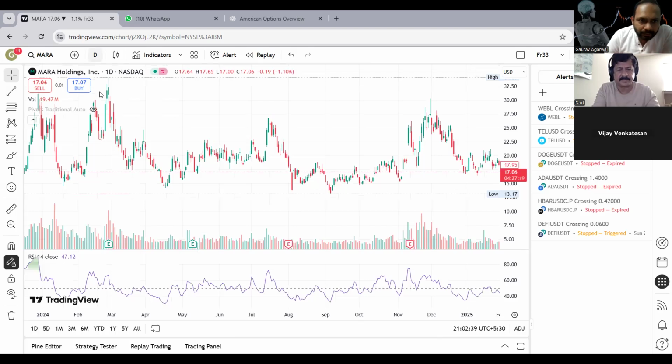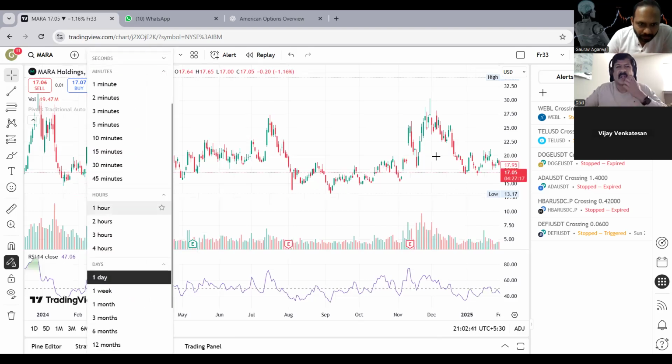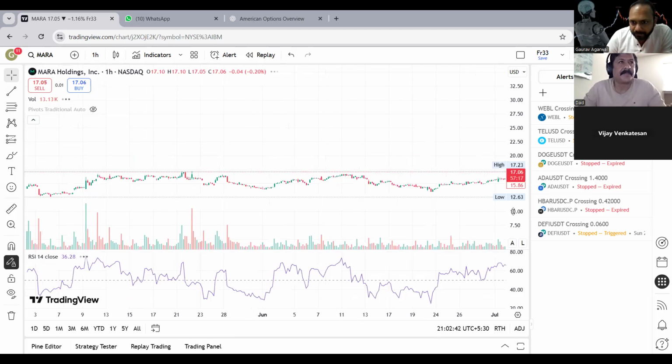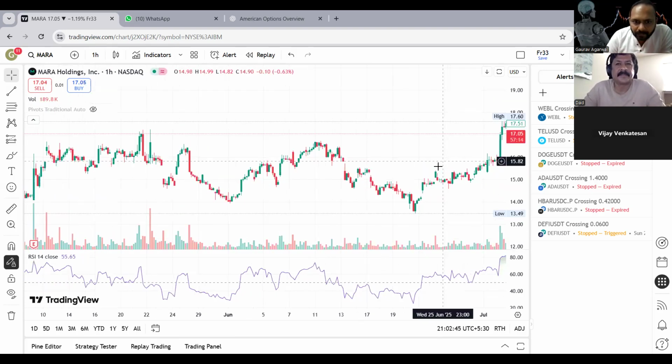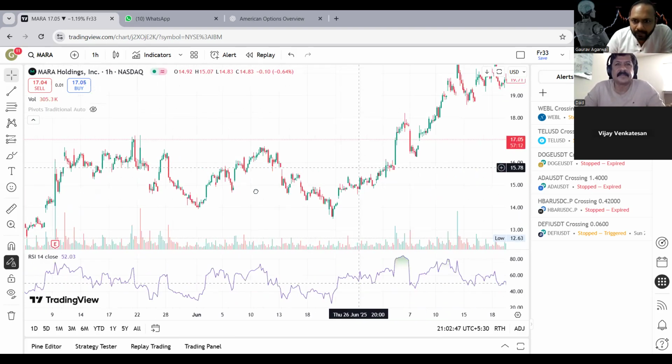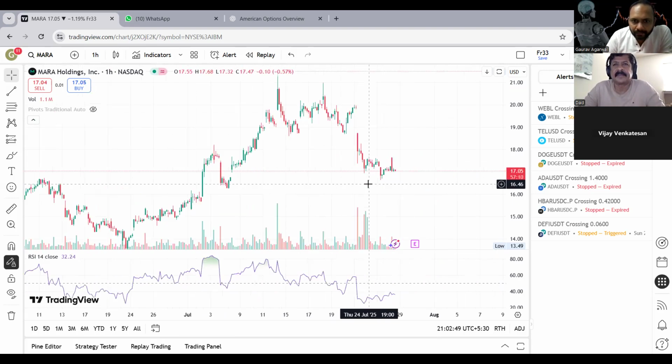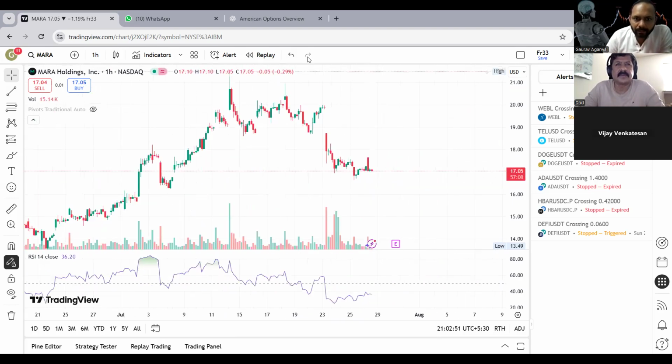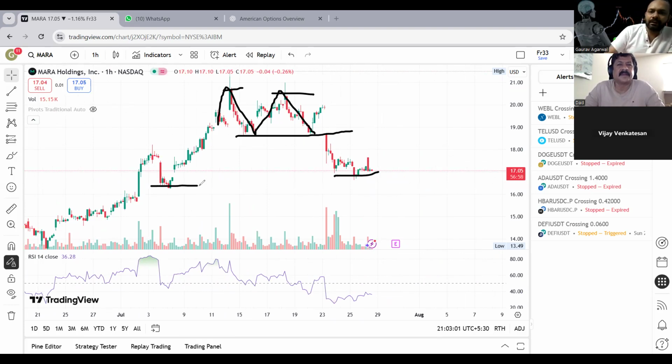And you can see this on the 1 hour time frame also. See here, you can see there is a double top pattern. Here it got successful and it went down. Your target will be here.